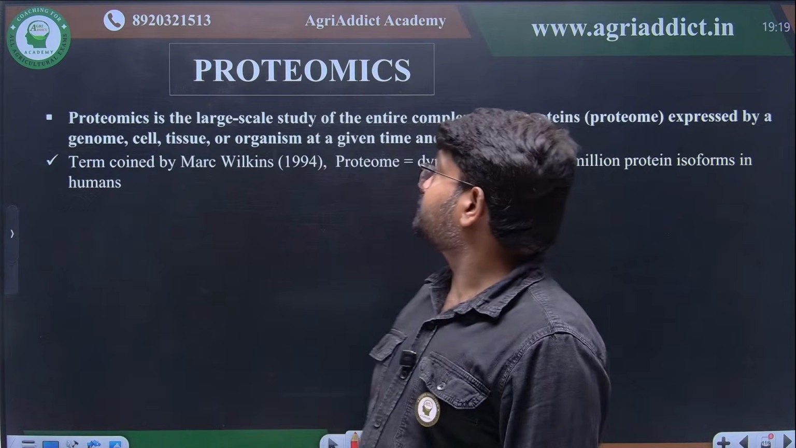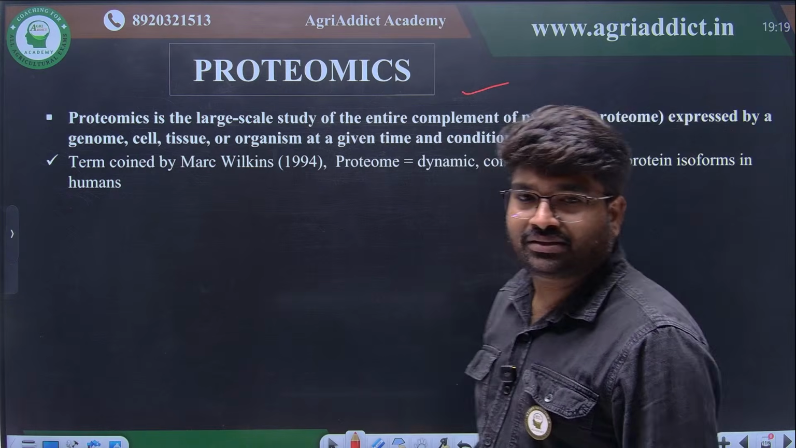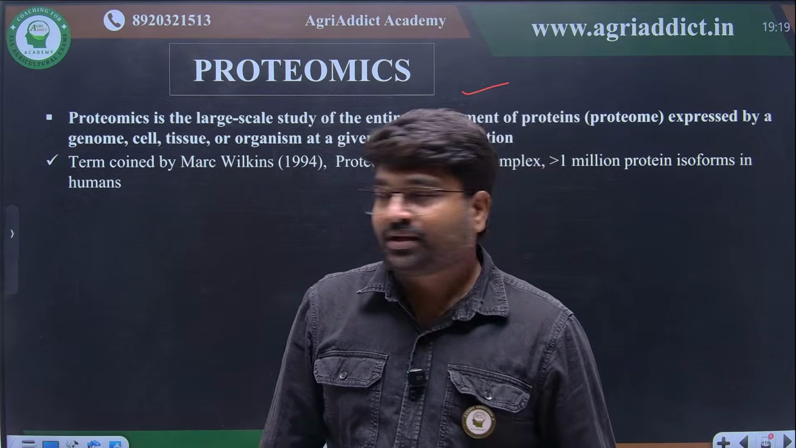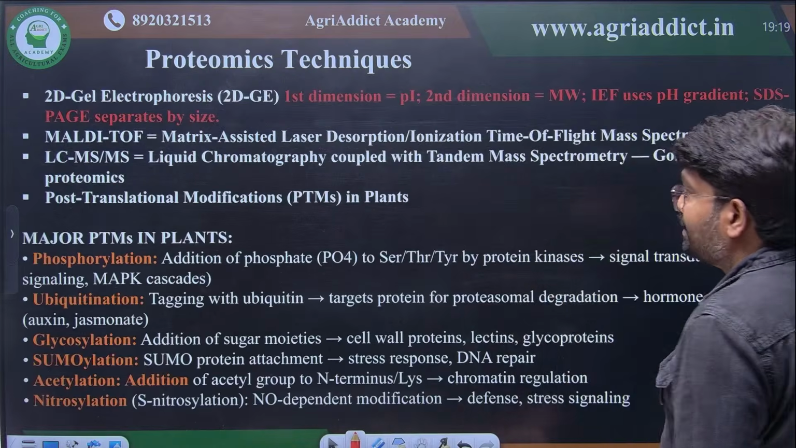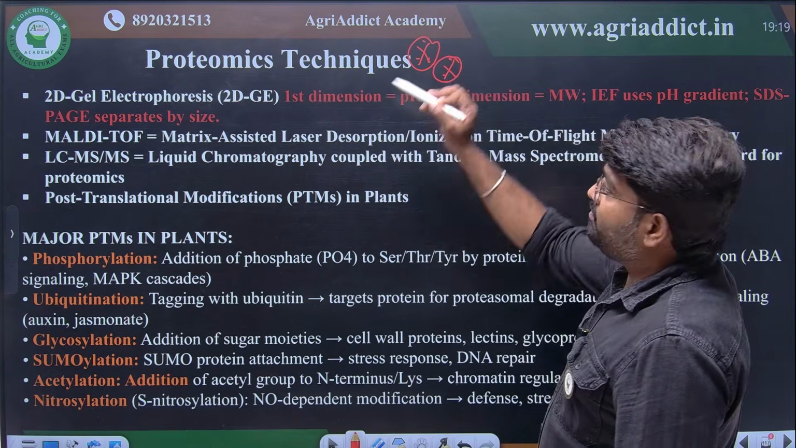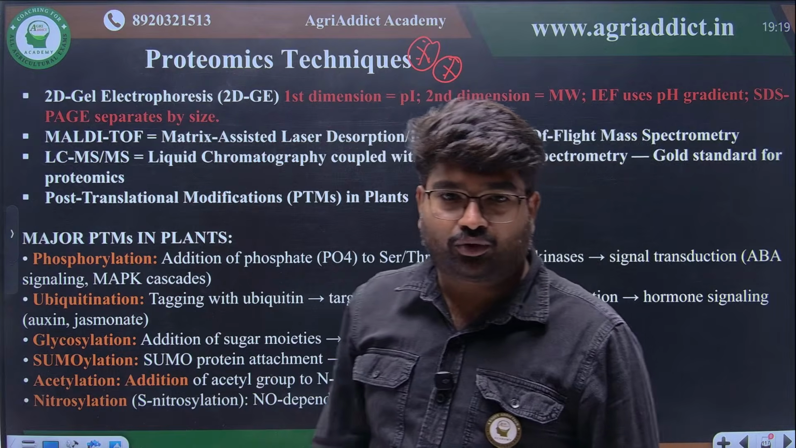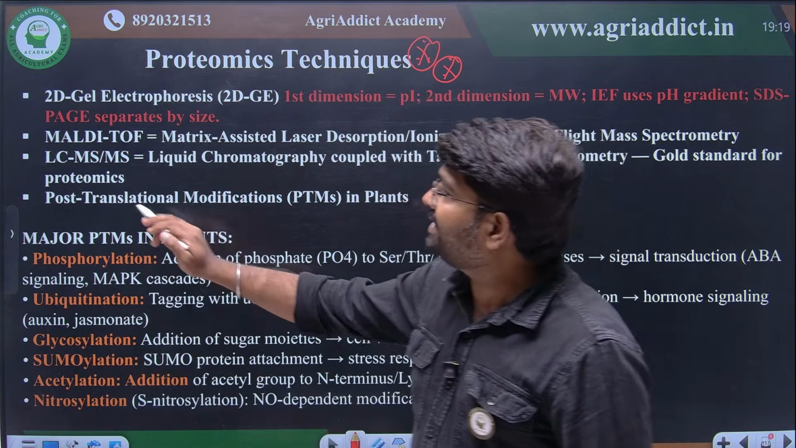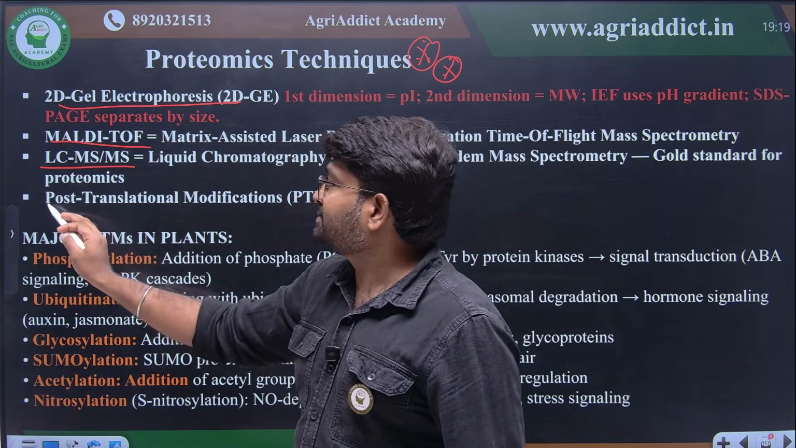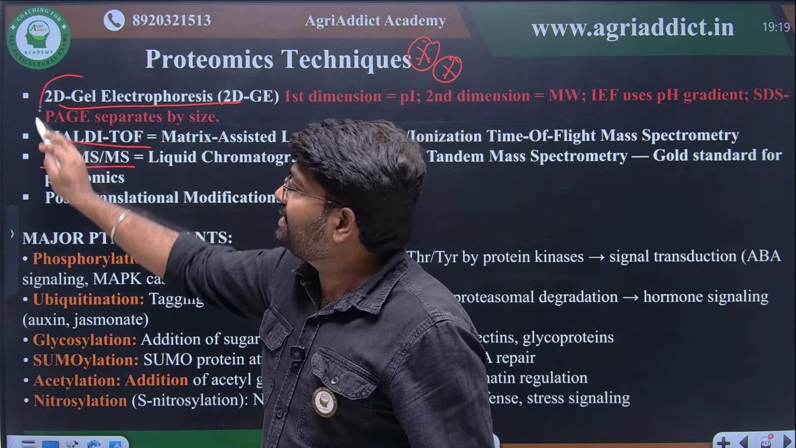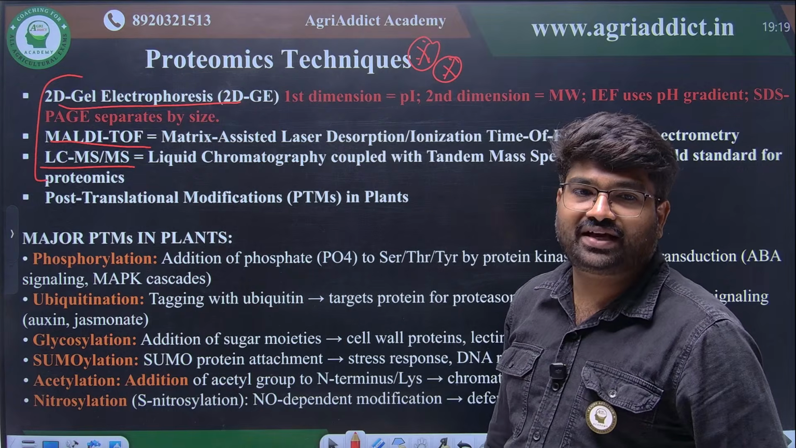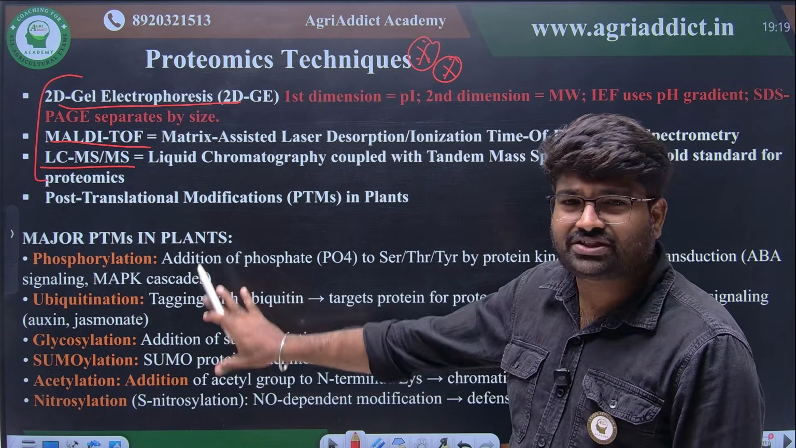Okay, clear? Proteomics, this is a simple thing. The entire set of proteins expressed at a particular stage can be studied in proteomics. This is the most important slide. What are the different techniques they will use in proteomics? We are going to see only the techniques. 2D PAGE, MALDI-TOF, LC-MS. These are the three different techniques used in proteomics. Then I have listed some post-translational modifications. This we are going to see tomorrow also. Just read it once.